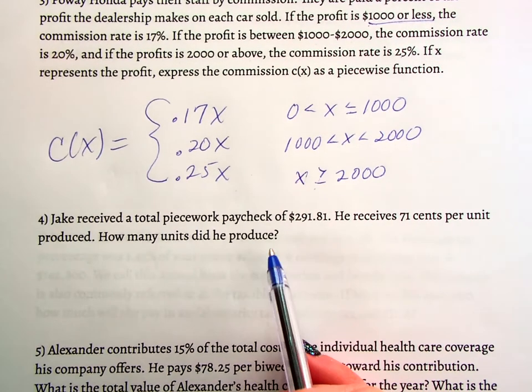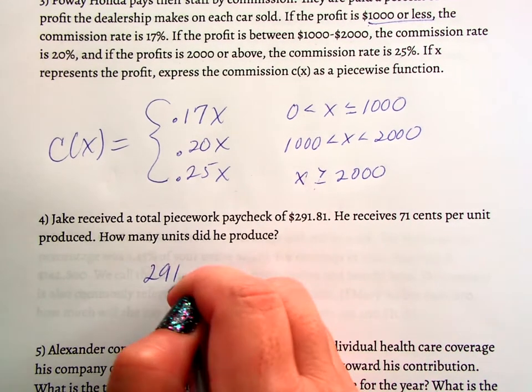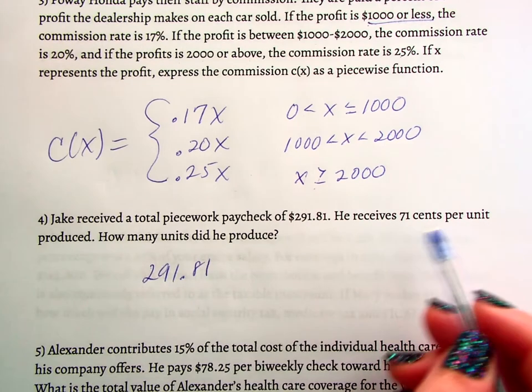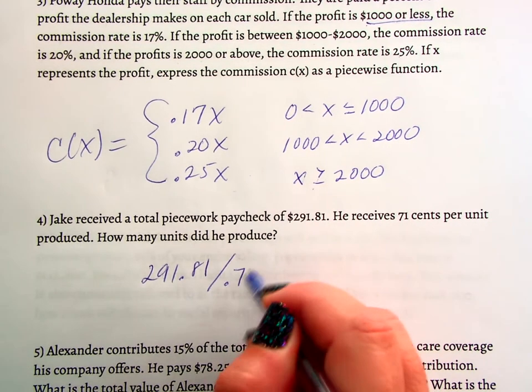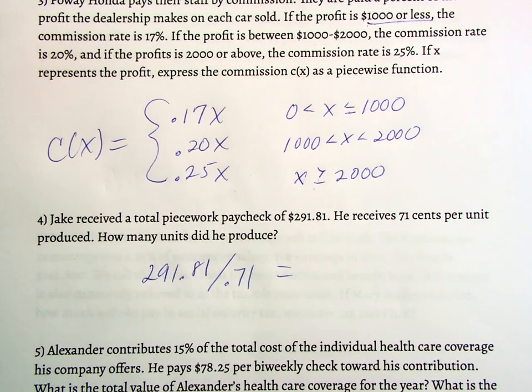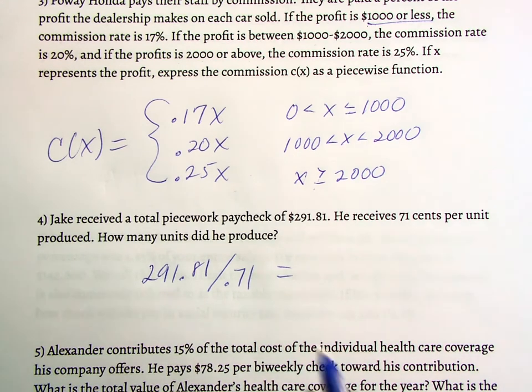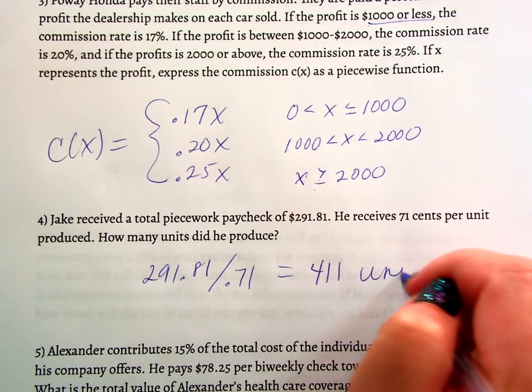Jake received a total piecework paycheck of $291.81. He received 71 cents per unit. How many units produced? So we just divide $291.81 divided by 0.71. 411 units.